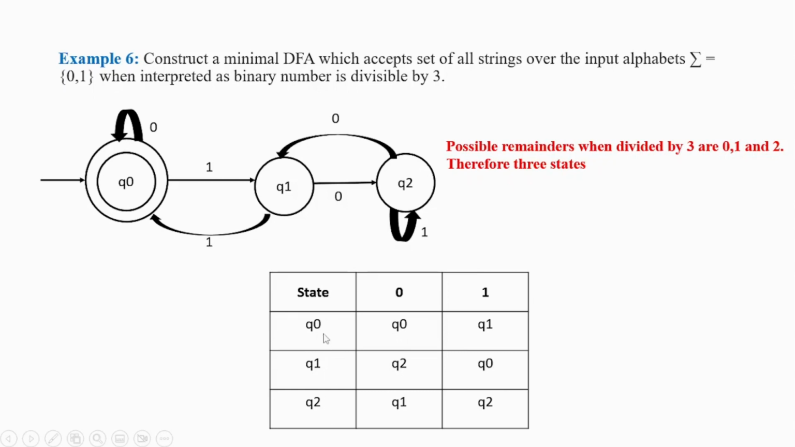Write all the states here, Q0, Q1, Q2. Then start from here, Q0, Q1, Q2. Just fill this table. Then seeing this table, just draw the DFA. This rule always applies.